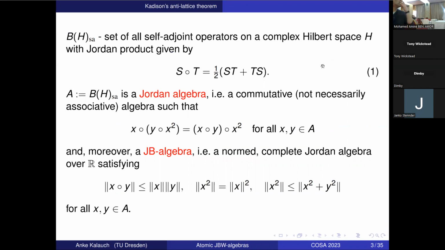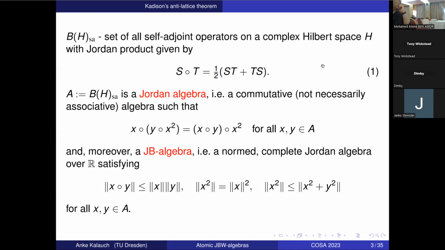So let me remind you what we know about the nice space B of H, the set of all self-adjoint operators in a complex Hilbert space H. One can introduce the Jordan product in the usual way. The self-adjoint part of B of H is in this way a Jordan algebra. We lose the associativity, we get the commutativity, and we have an additional property for this product as written there.